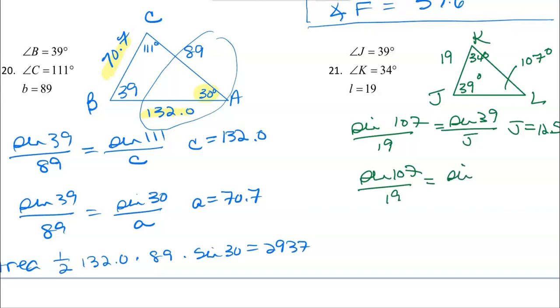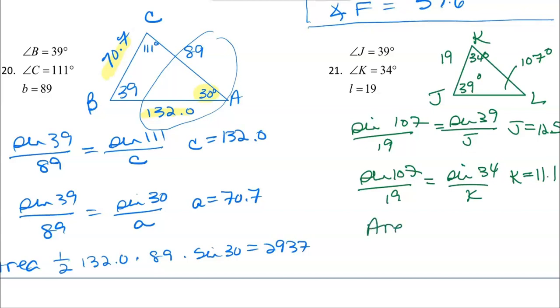And it's going to be the sine, this time of 34 over k. And k ends up being 11.1. So I have both my sides using law of sines. And I knew I didn't have an ambiguous case because they gave me two angles, so I knew what was good.